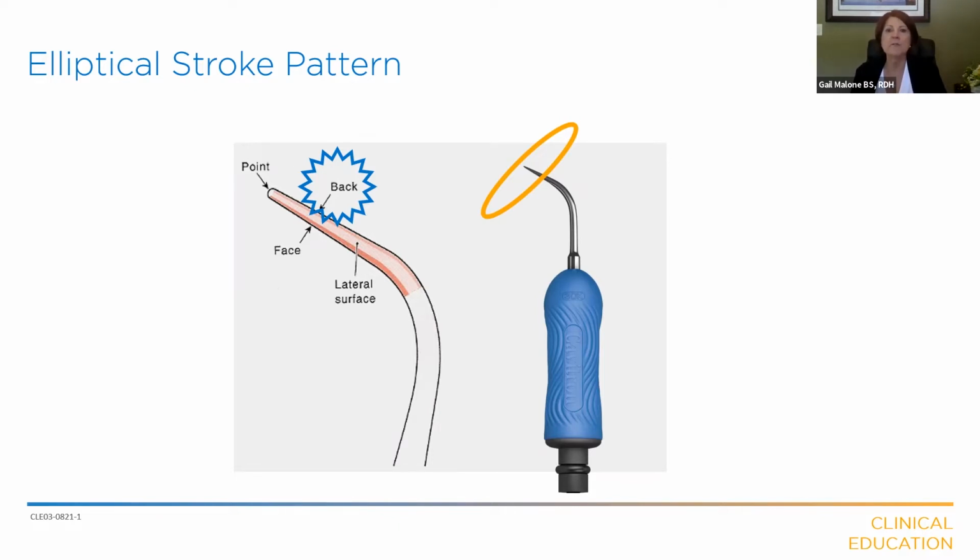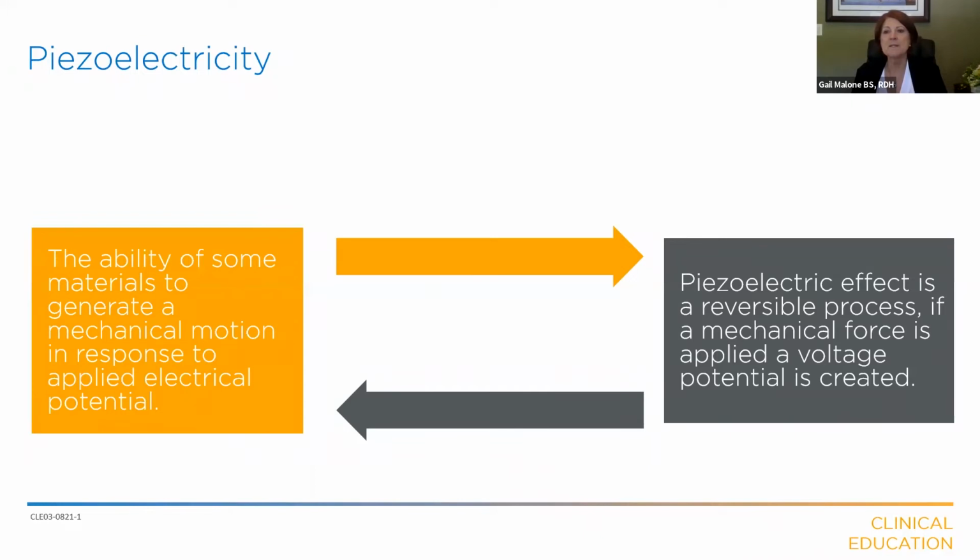We can, however, use this energy to our advantage by engaging the tip to a calculus deposit to help microfracture the deposit and remove it from the tooth surface. But again, we should not engage the tip directly onto the tooth surface because of the high amount of energy that's exiting at that point of the tip. So that summarizes the overview on magnetostrictive technology.